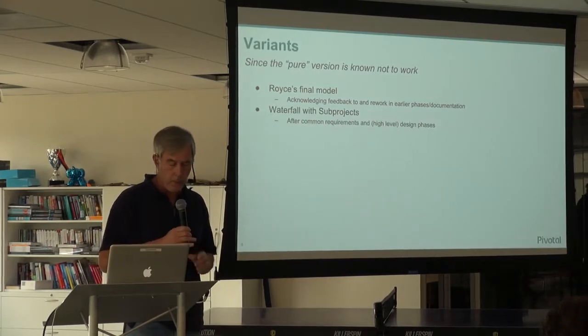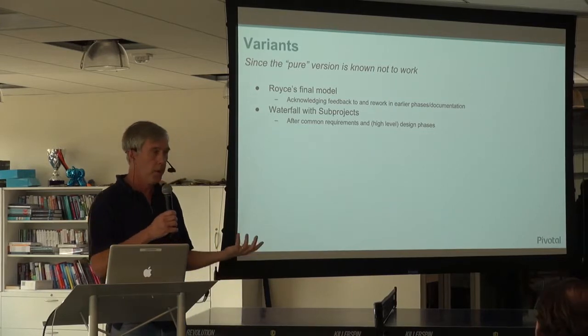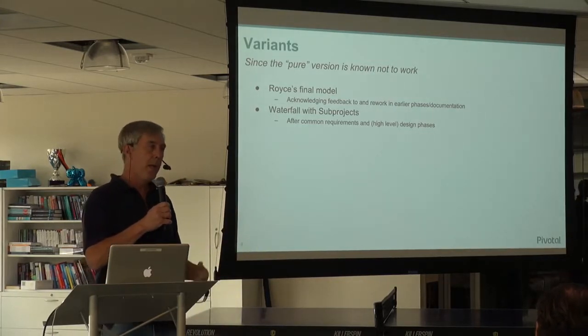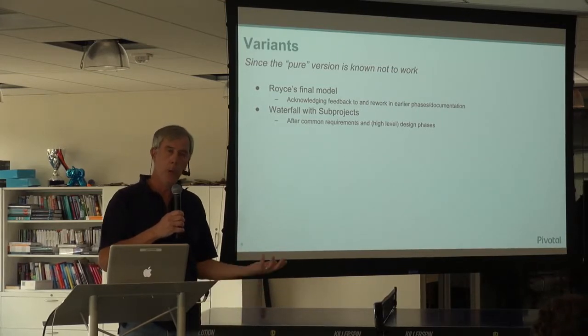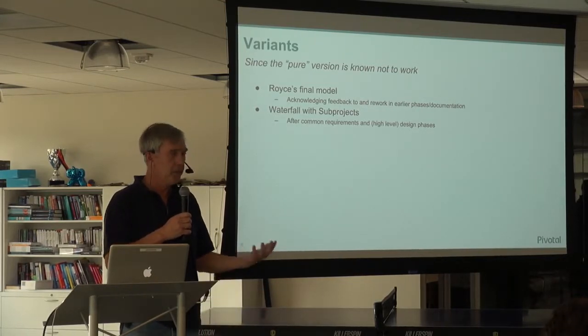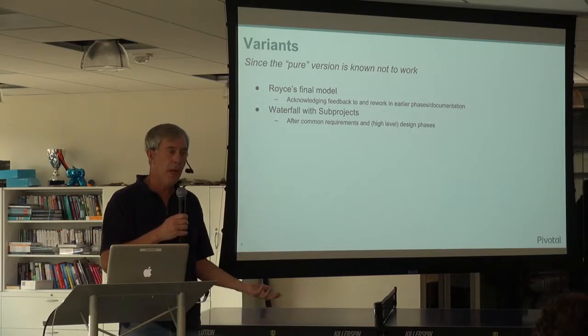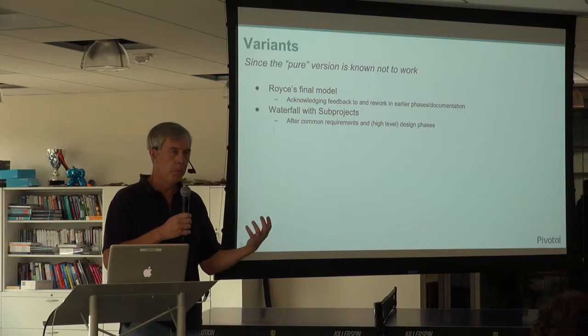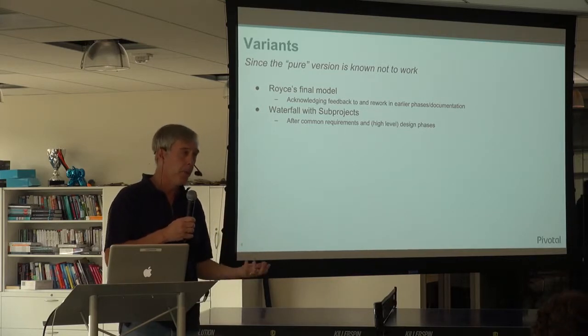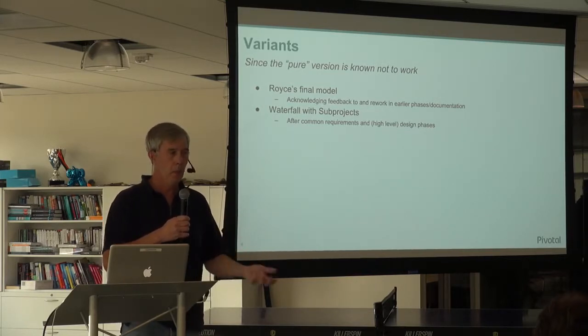One of the variants that came up was waterfall with sub-projects. So you might have a high-level requirements phase where you produce the requirements for the overall project or product, and then a high-level design phase where you produce the high-level designs. At that point, you might split off into multiple parallel sub-projects, each of them with their own requirements, design, code, etc.